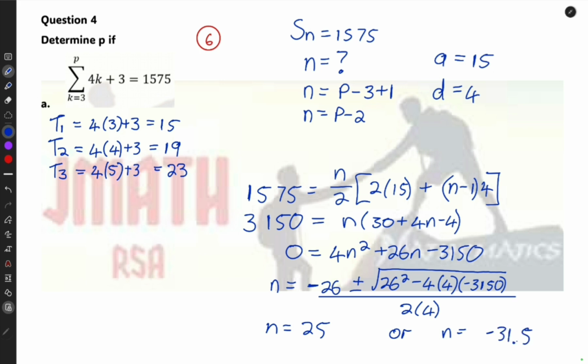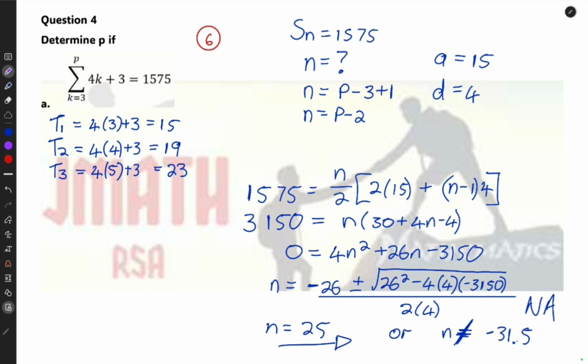Now, this is a pattern or a sequence and a series, so n is not allowed to be negative or a decimal. So I must show my teacher that I am disqualifying that one. So equal with a line through, or you can write not applicable and then underline or highlight this one. But that's not my final answer.